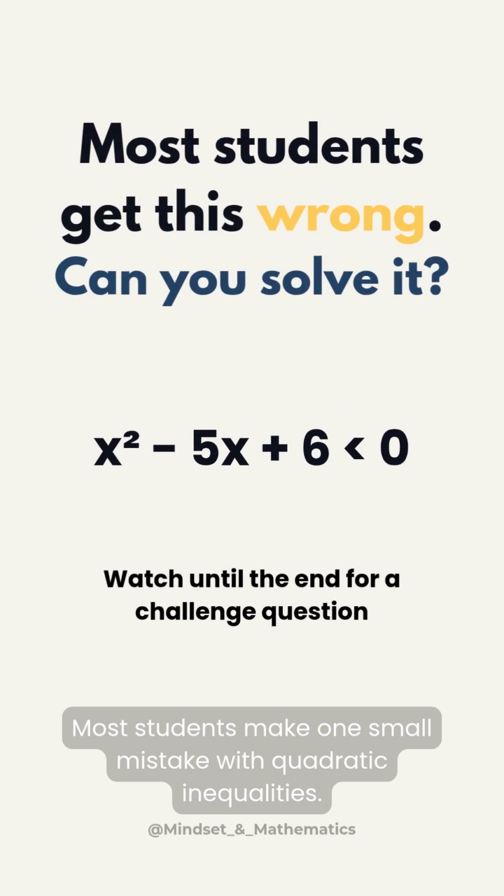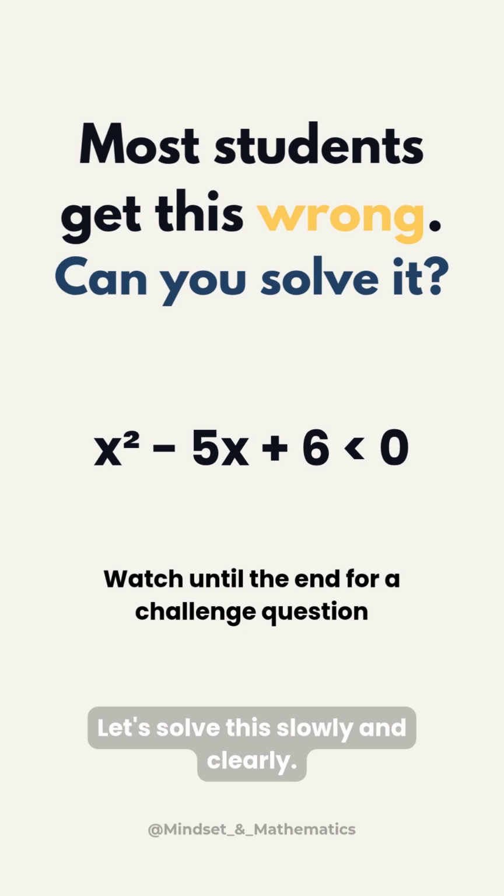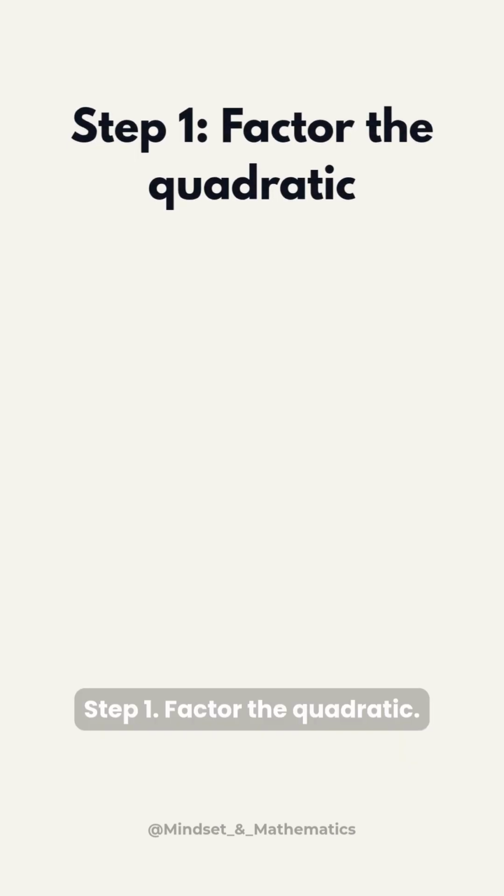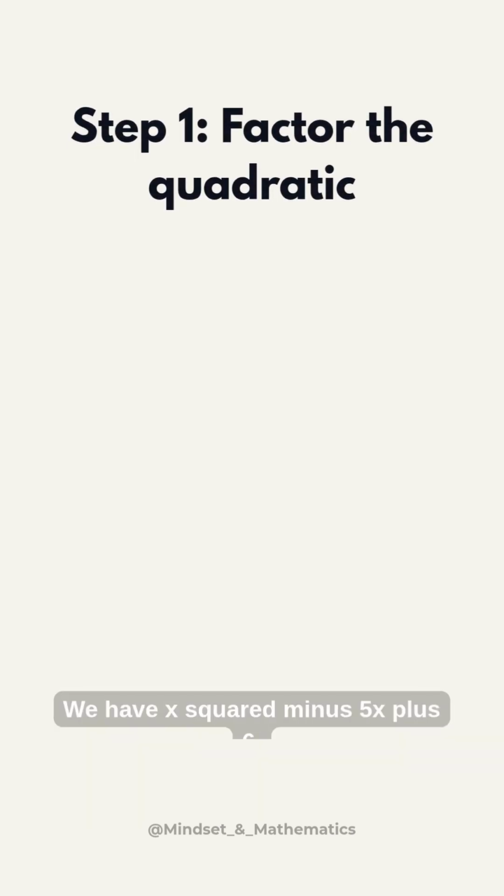Most students make one small mistake with quadratic inequalities. Let's solve this slowly and clearly. Step 1. Factor the quadratic. We have x squared minus 5x plus 6.